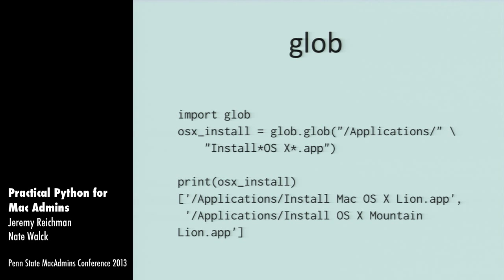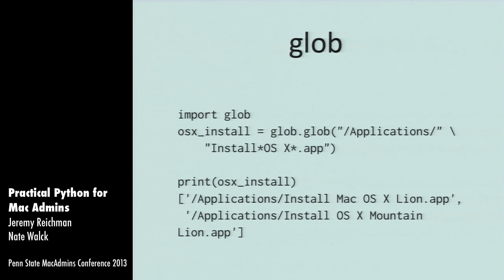Glob. So let's import the glob module. There's lots of modules built in. This is built into your OS X system. The OSX_install variable equals glob.glob. Can I say glob enough times? /Applications. Here I'm making a full path. I'm not using any other way to create the path. I'm just making it a string. And then I've got the continuation character at the end of the line, and then Install asterisk OS space X asterisk .app. And I'm closing the parentheses.